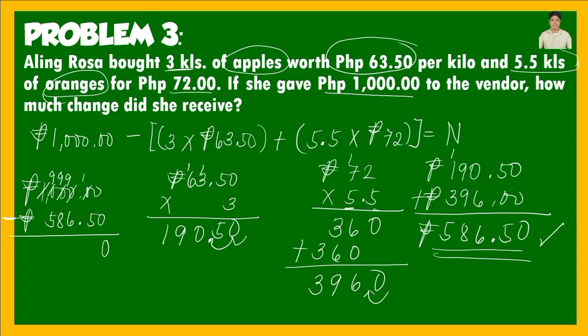9. And then ito 10. 10 minus 5, 5. 9 minus 6, 3. 9 minus 8, 1. 9 minus 5, 4. And then, ito magiging 0. So, our final answer is 413 pesos and 50 centavos. So, ibig sabihin, yan po ang matatanggap na sukli ni Aling Rosa sa pagbili ng apples and oranges.